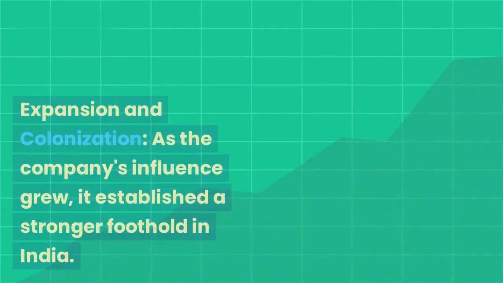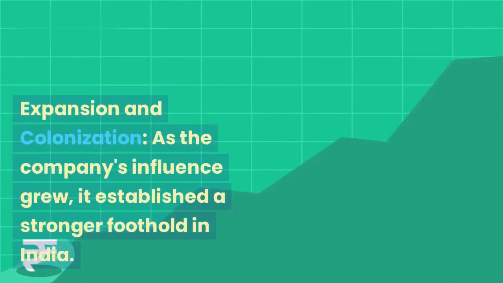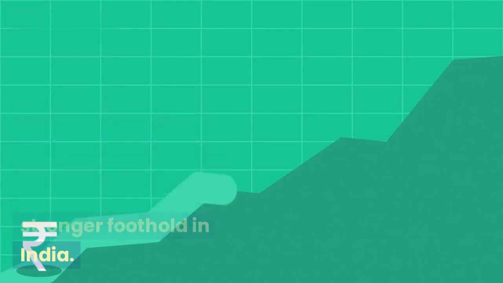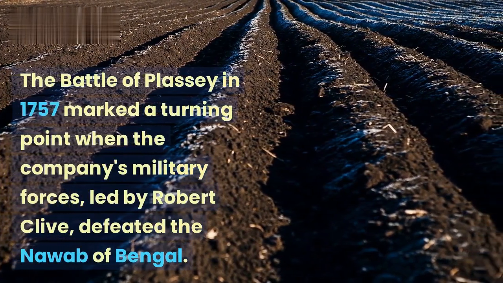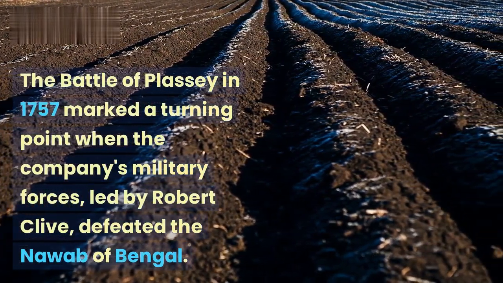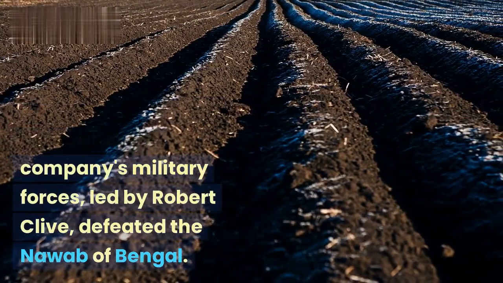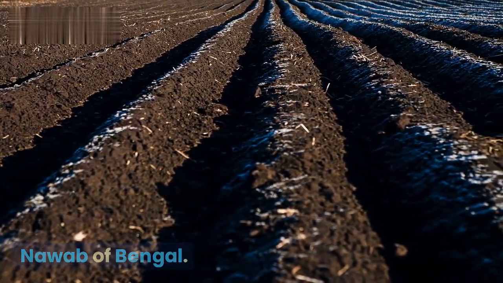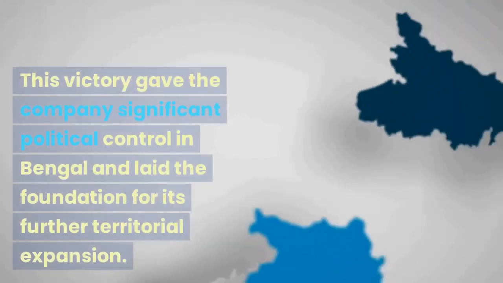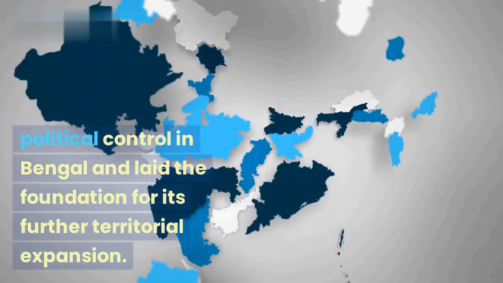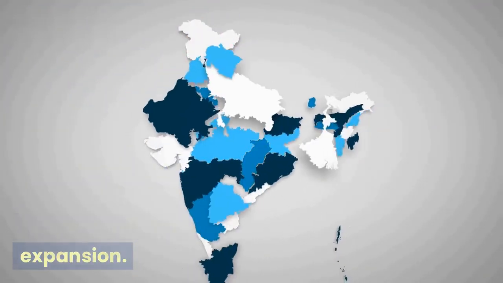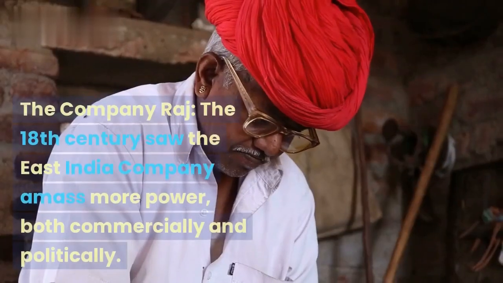3. Expansion and colonization. As the company's influence grew, it established a stronger foothold in India. The Battle of Plassey in 1757 marked a turning point when the company's military forces, led by Robert Clive, defeated the Nawab of Bengal. This victory gave the company significant political control in Bengal and laid the foundation for its further territorial expansion.